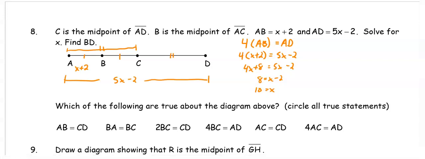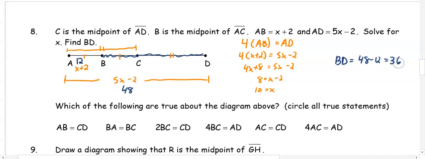Then we want to find the length of BD. So when we substitute 10 in, 10 plus 2 is 12. 5 times 10 minus 2 is 48. If I want the length of BD, I can subtract the part off that's not included. So we have 48 minus 12, so BD is going to have a length of 36.